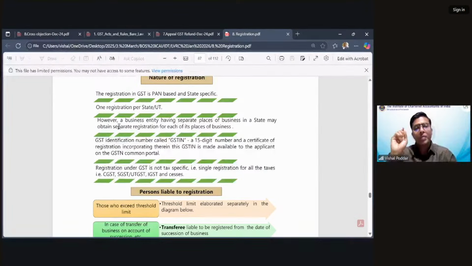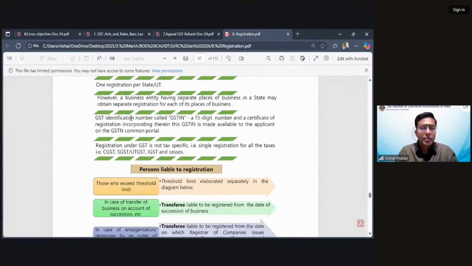So keep in mind that when you are taking one single registration for multiple offices in the same state, that will be done by considering any one of your offices as the principal place and the remaining offices as additional places. But this is possible only within the same state. If it is multi-state, this is also not possible. You are not allowed to take one registration for multiple states. That is not allowed.